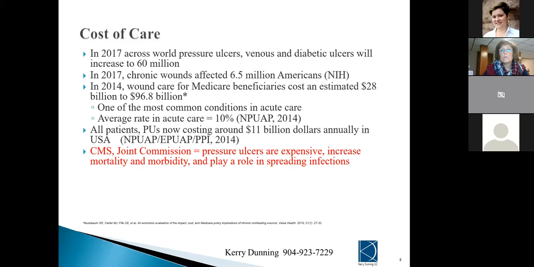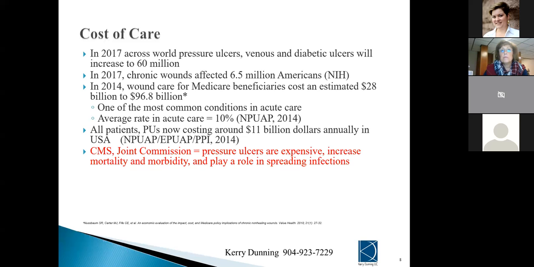And if it's not being made, how well documented is it that this chronic wound is in a place where we're just trying to control and maybe even pain manage at this point, but we need to have that documentation. It is one of the most common conditions in acute care, about 10%. Again, that was a 2014 number that actually came from the panel. And then all patients, pressure ulcers, they had in 2014, that was 11 billion just for pressure ulcers. And as you know, we have other types of wounds.